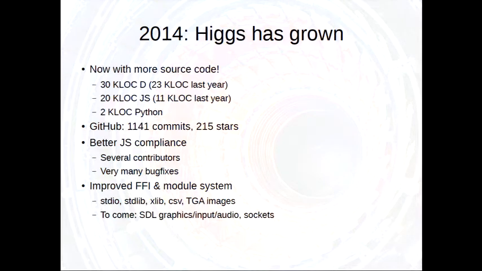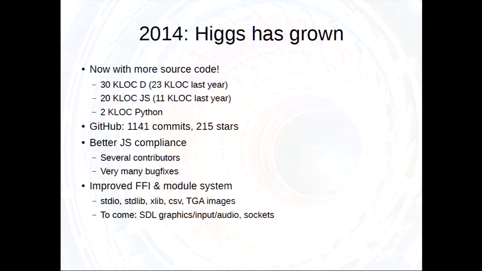So now I'm back this year to tell you about Higgs. Higgs has grown quite a bit since last year. Well, it's got more source code. It went from about 23,000 lines of D code to 30,000 lines. The amount of JavaScript code has almost doubled. We've got over 1,100 commits on GitHub, 215 stars. It's also much more JS compliant than it was last year. We've gotten some contributors, many bug fixes, many more unit tests. We've got an improved foreign function interface with some useful libraries to do input, output, graphics, and such things.